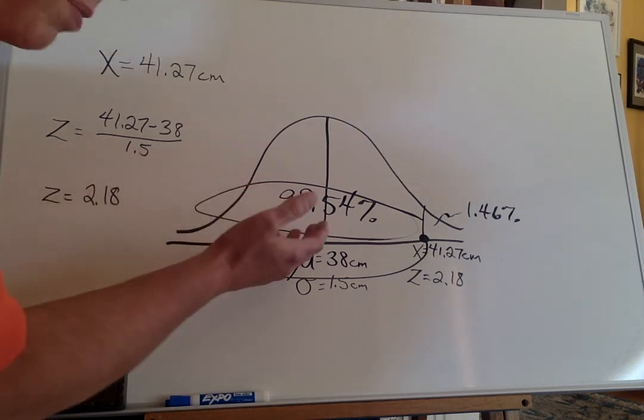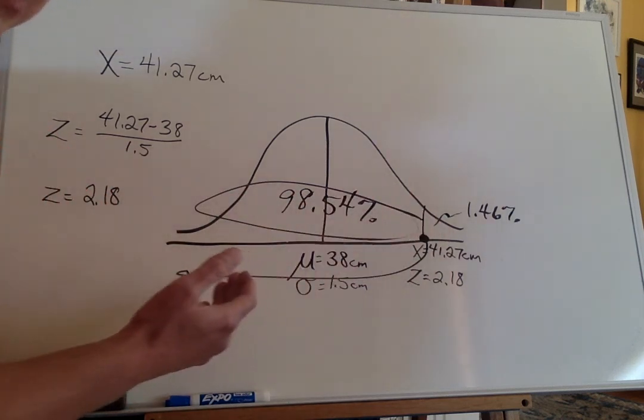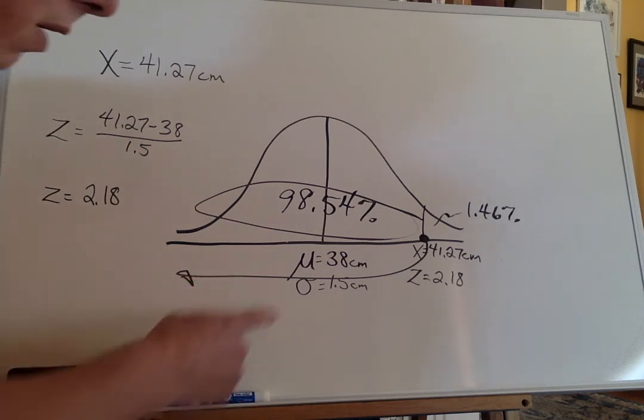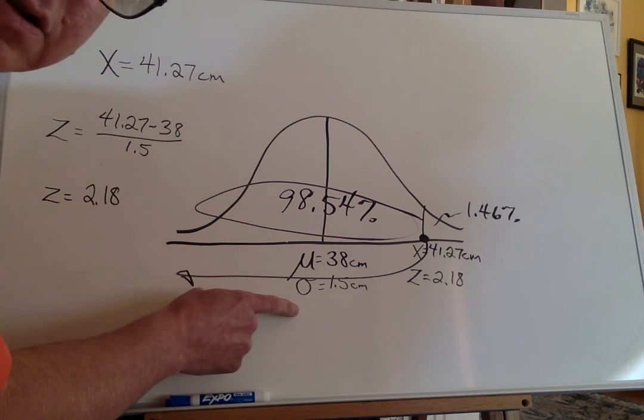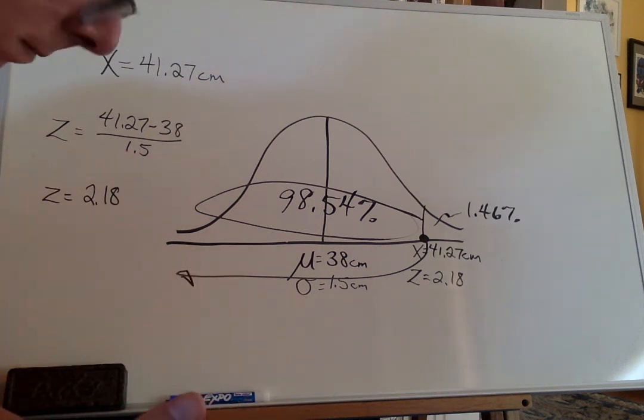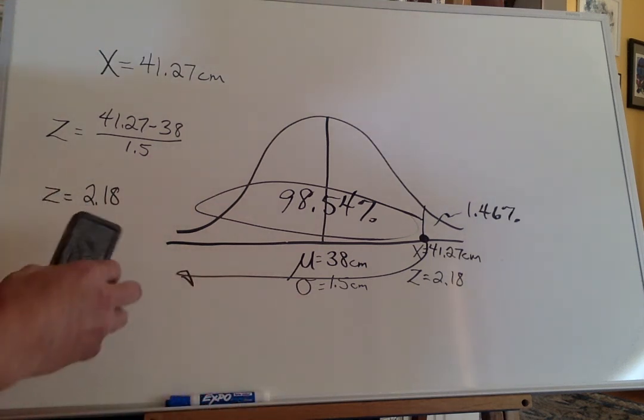Z-scores will allow us to get percentiles. It'll tell us the position in the curve relative to the average and the average deviation. Okay? This is how it works.